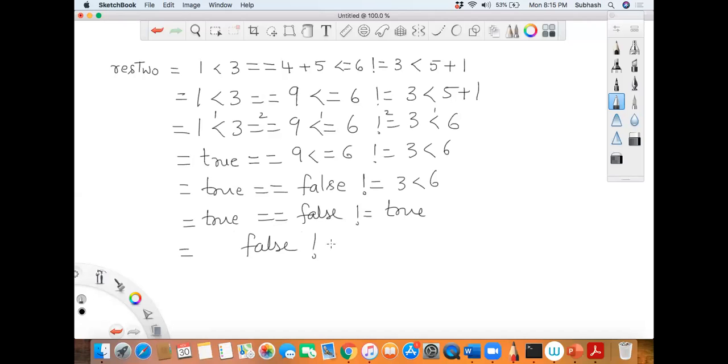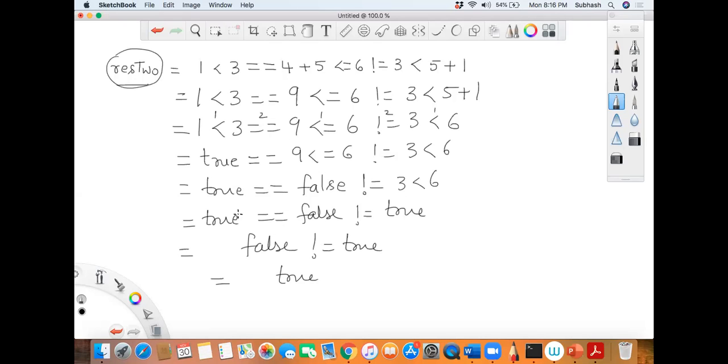False not equal to true. Is false not equal to true? True, sir. Therefore the answer is true, and result 2 will contain true. Put that in the material. Did you see the return type for result 2? I have made it Boolean. You see that? Okay, cool.